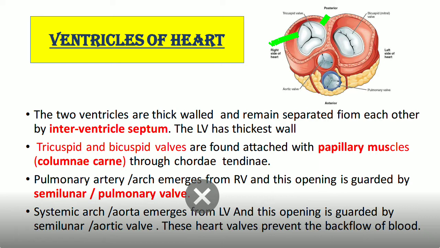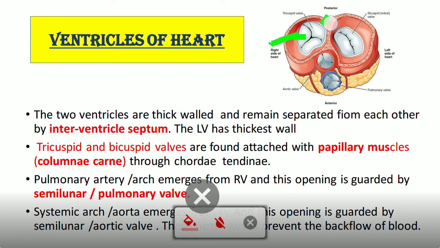valve will be open. So here one thing has to be clear, that most of the valves are tricuspid. They have three cusps. One, two, three.